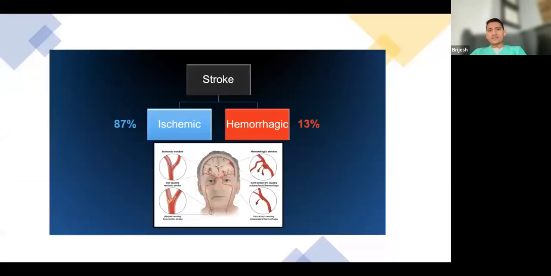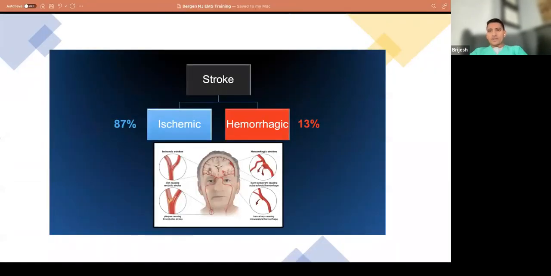So in terms of stroke basics, I'm sure most of you, given your experience evaluating possible stroke patients in the field, have been taught this already, but just in case, the vast majority of stroke patients that we see in the hospital are those that have a blockage of an artery in the brain, and that's the left-hand side, the ischemic stroke. Ischemic means that there is tissue in the brain that is being deprived of oxygen due to a blood clot.